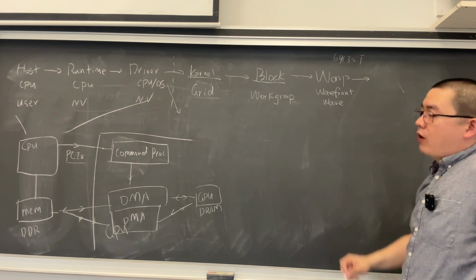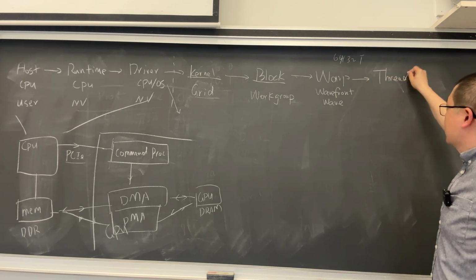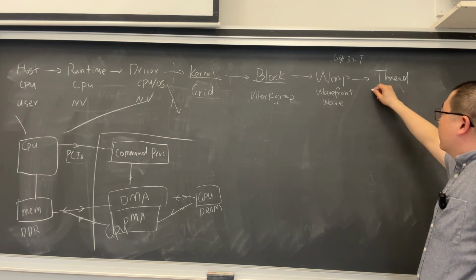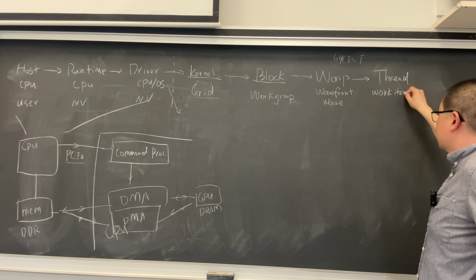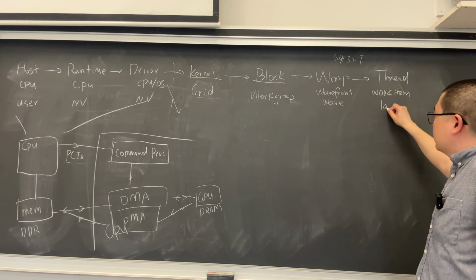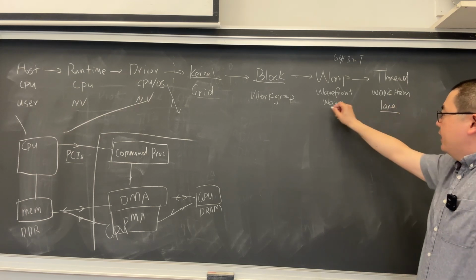Then below warp, we have thread. Now a thread on the AMD side is sometimes called a work item. And then you may also hear this term called lane. Okay. Then think about lane and wave.